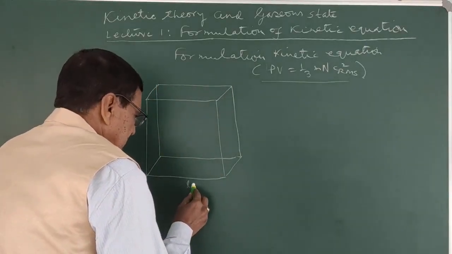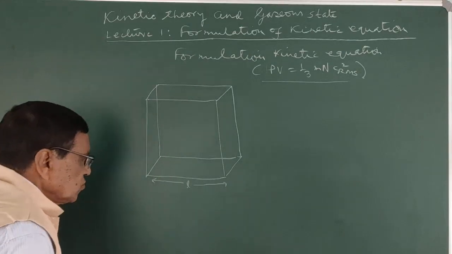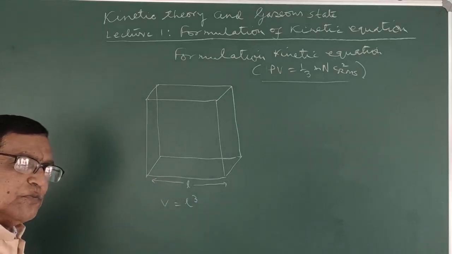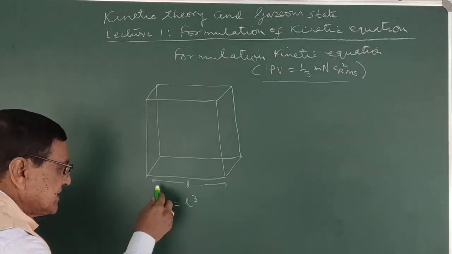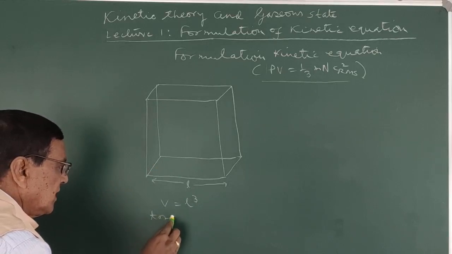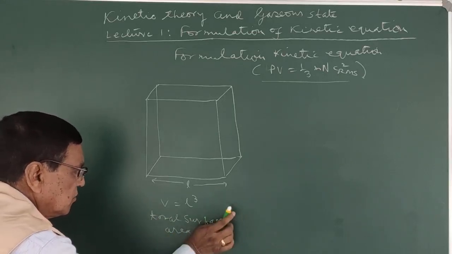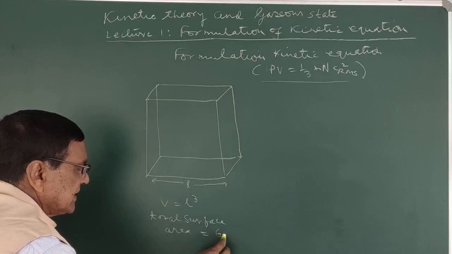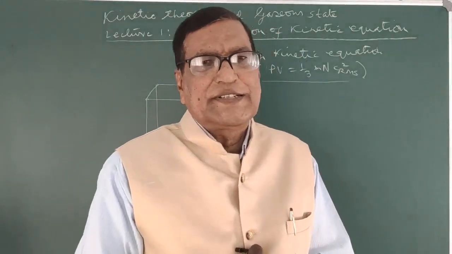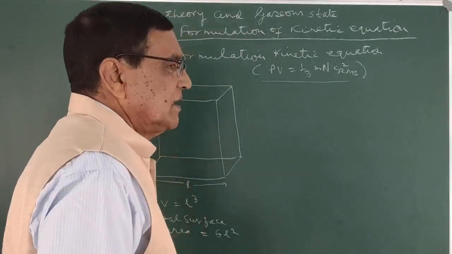The length of each side is L. So the volume of this cube is L cube, and the total surface area is 6L square, as the cube has six walls, each wall having the area L square, so 6L square.